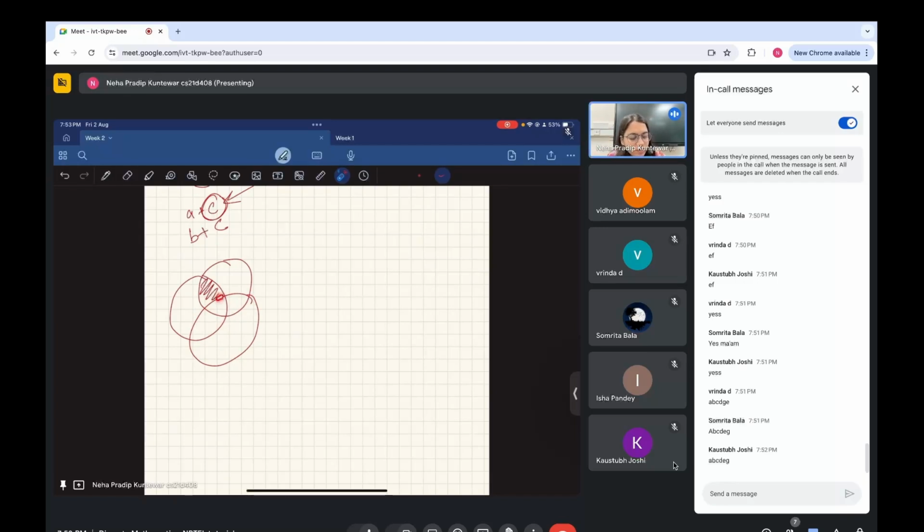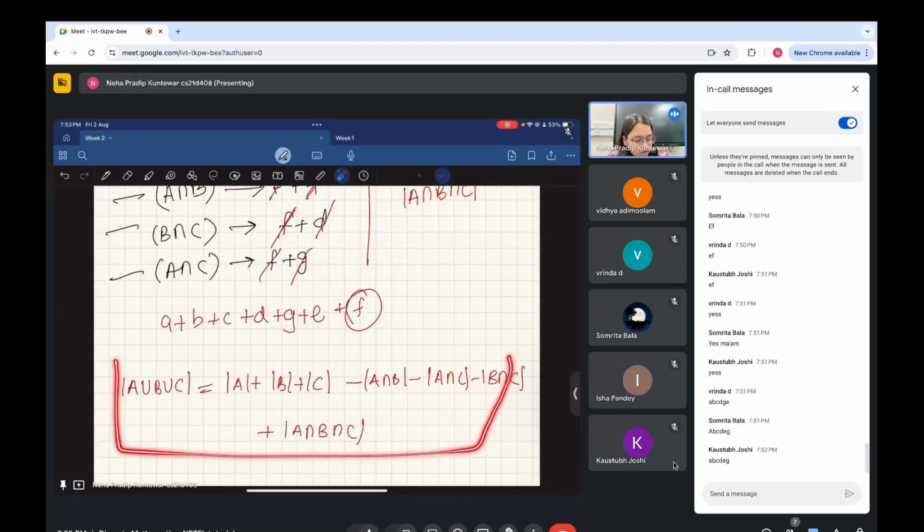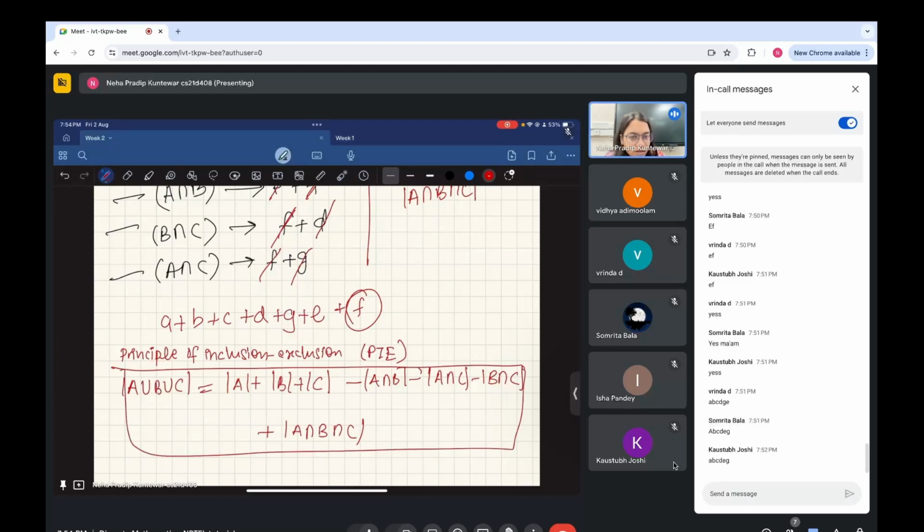So this idea of writing the cardinality of the union of sets is called the principle of inclusion exclusion, and it's rightly called so because at each step we keep on adding one at a time, and we decide which elements are to be included and which elements are to be excluded, so that the count matches exactly. So this is the key takeaway for the problem. Please let me know if there are any questions.